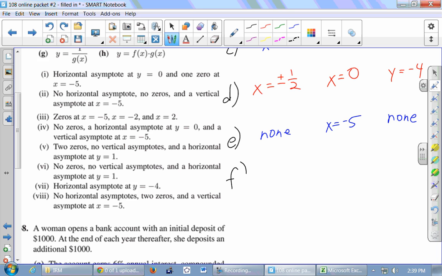F. F is h of x squared over h of x. So we'll put the bottom first. That's just h of x. The top is h of x squared. So instead of the x we wrote down there, we're going to put x squared. Okay, so zeros are when the top is 0, x squared plus 5, it's a positive number, so it's never 0. Vertical asymptotes are when the bottom is 0. Horizontal asymptote, again, look at the highest power, it's upstairs. And whenever the highest power is upstairs, there are no horizontal asymptotes.